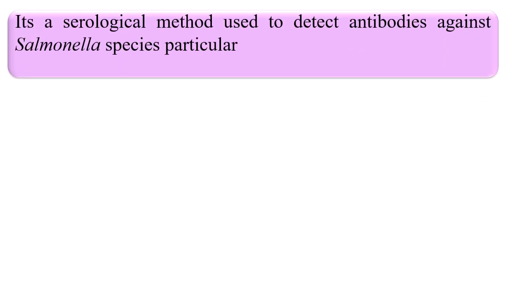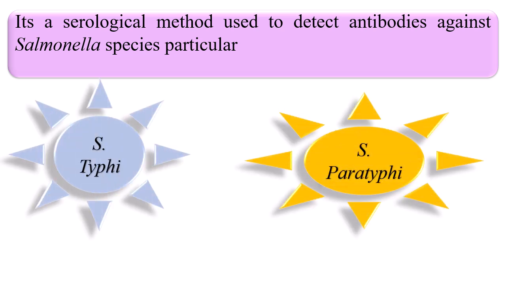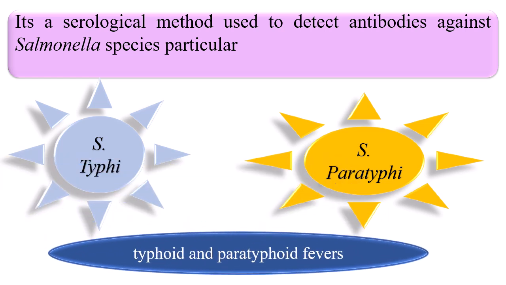It's a serological method used to detect antibodies against Salmonella species, particularly Salmonella typhi and Salmonella paratyphi. Both are responsible for typhoid and paratyphoid fevers. My dear friends, the Widal test is a serological method that detects antibodies against Salmonella species, particularly Salmonella typhi and Salmonella paratyphi. Both are responsible for typhoid and paratyphoid fever.